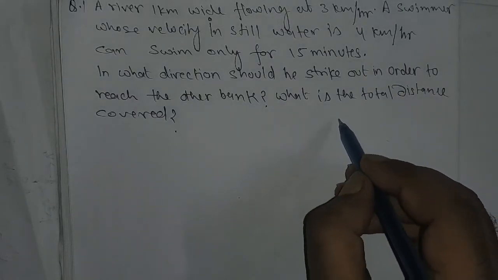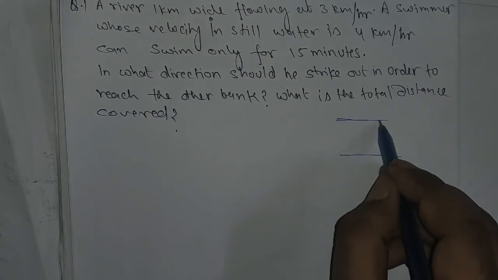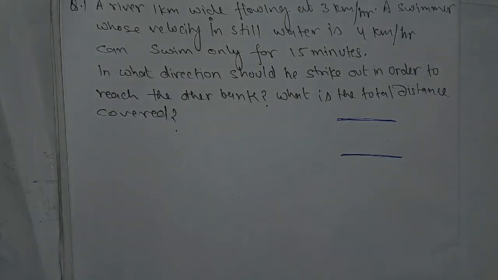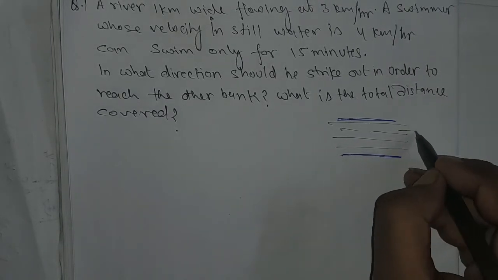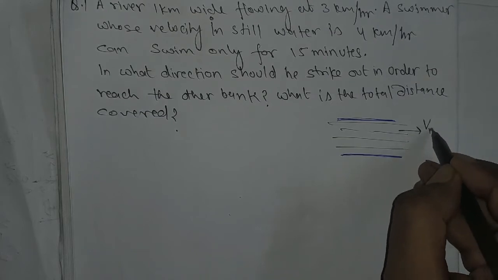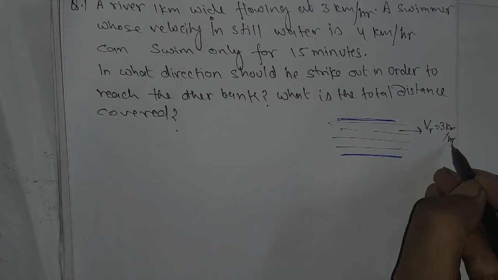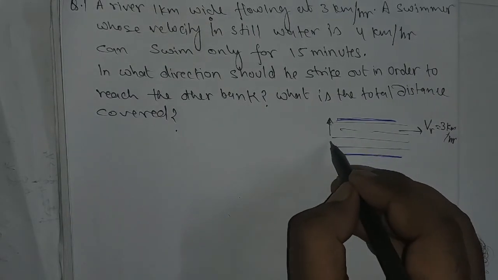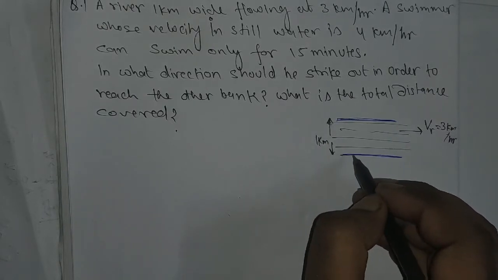See here, this is the river. These are the banks actually, and the river is flowing. The velocity of the river is VR, means 3 kilometer per hour. This is the velocity of the river. Now the width of the river is given to us. This is what? 1 kilometer. This is the width of the river.